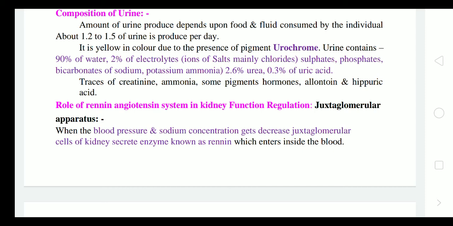Urine contains 90% water, 2% electrolytes, that are ions of salts, mainly chlorides, sulfates, phosphates, bicarbonates of sodium, potassium, ammonia, 2.6% urea, 0.3% uric acid. Traces, means a little bit amount, of creatinine, ammonia, some pigments, hormones that are proteins, allantoin and hippuric acid. So these are the materials which are found in urine.